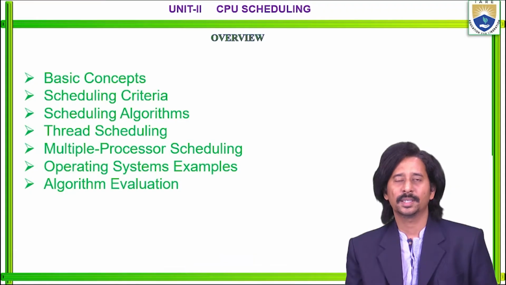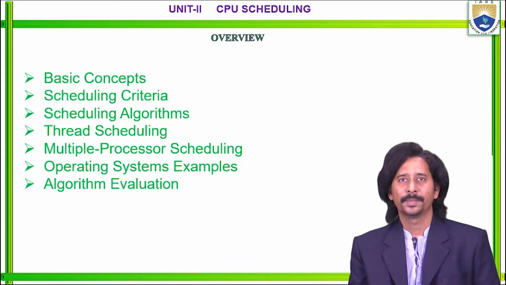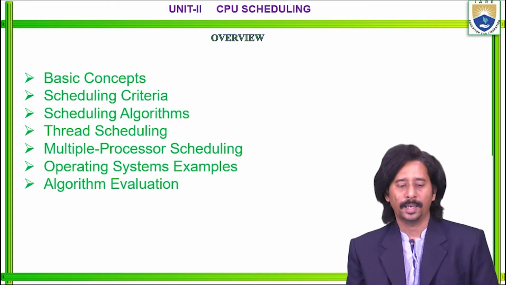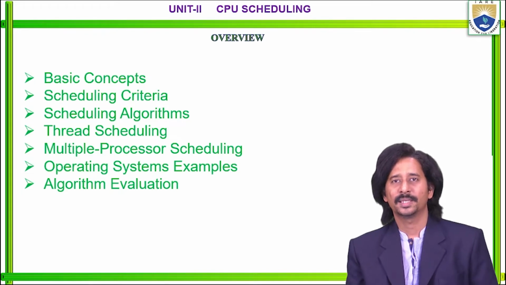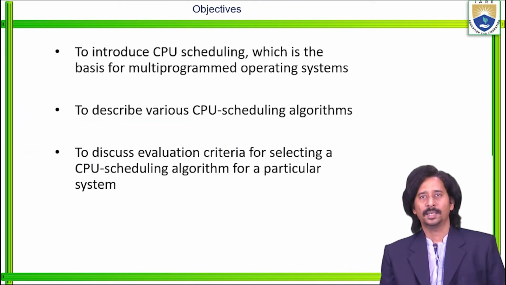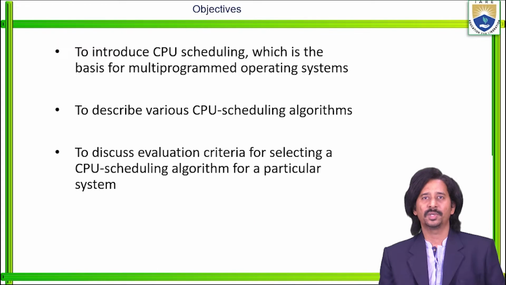Here are the concepts related to CPU scheduling: basic concepts, scheduling criteria and various scheduling algorithms, thread scheduling and multiple processor scheduling, and some examples related to operating systems and algorithm evaluation. So what are the basic objectives of CPU scheduling, right? Why do we learn CPU scheduling, and where can it be used?